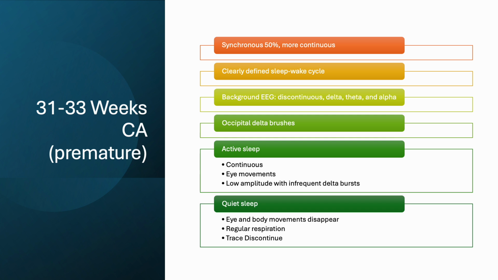Because there is a clearly defined sleep cycle, we can measure active sleep versus quiet sleep. Active sleep, which we would consider more like REM, has continuous EEG, and there are eye movements and low amplitude EEG with infrequent delta bursts.